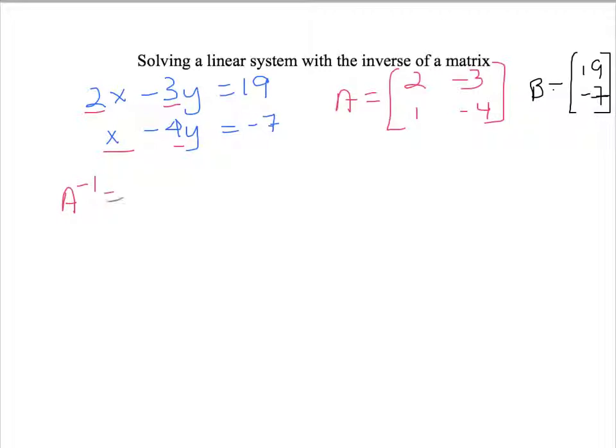So, I need to find the determinant. Determinant of A equals 2 times negative 4 minus 1 times negative 3, gives me negative 8 plus 3, or negative 5.